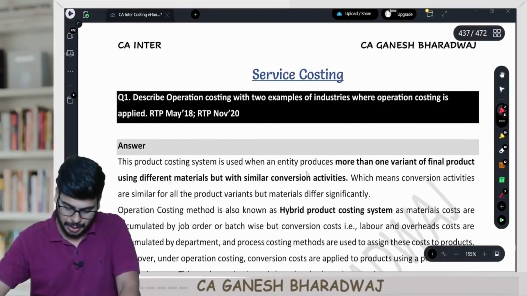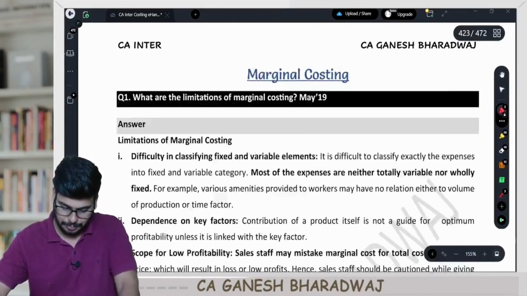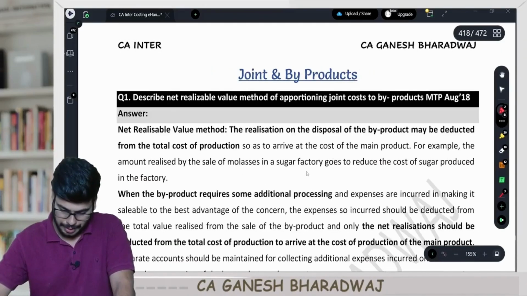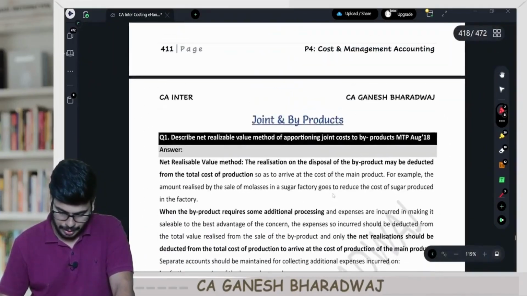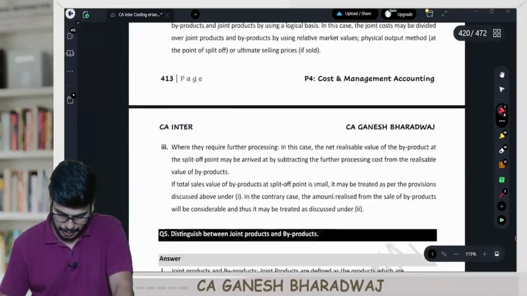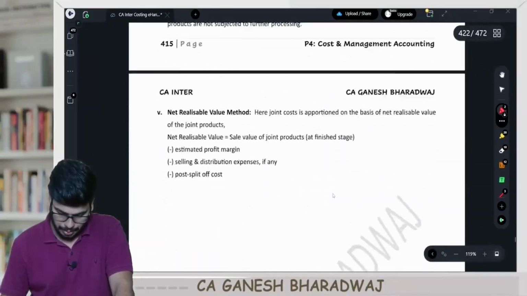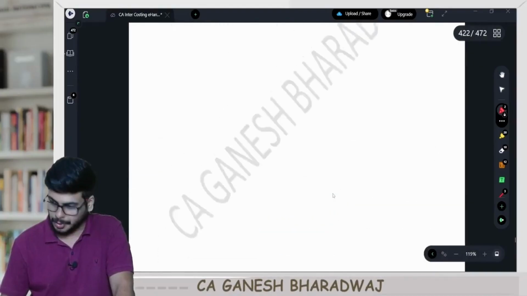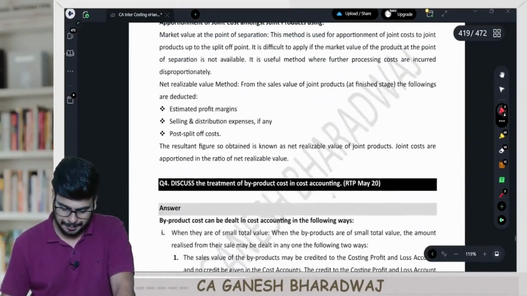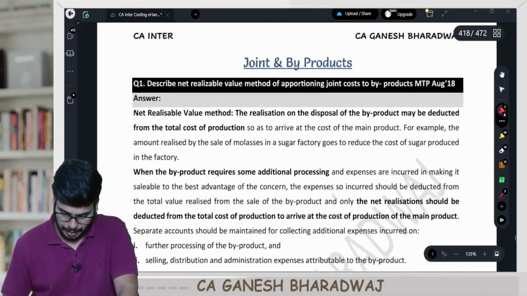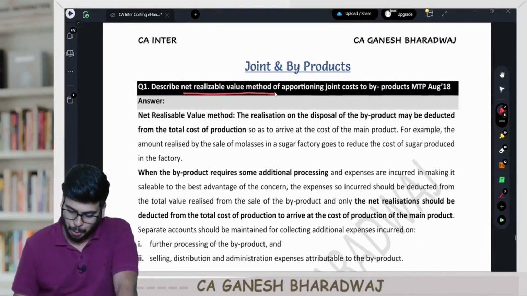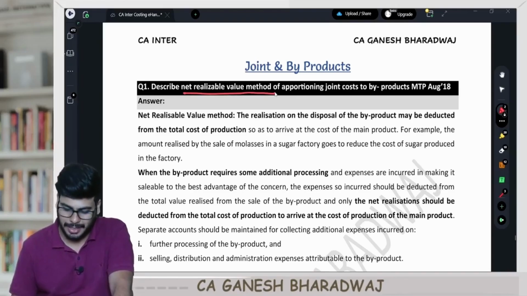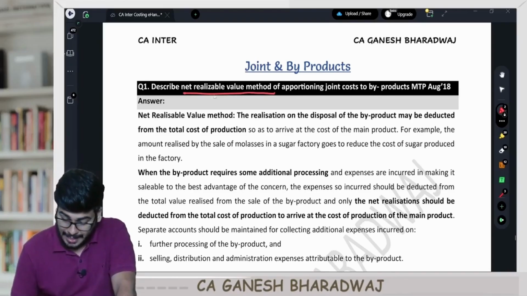Now let's quickly go to the questions, the theory questions. We have quite a few here. Got 7 questions here. Shall we get started? Now look at this. Describe the NRV method of apportionment of joint costs to the byproducts. NRV method of apportioning the joint cost to byproducts.